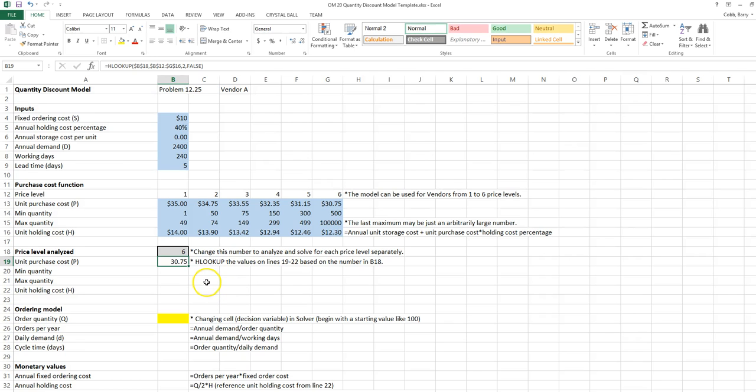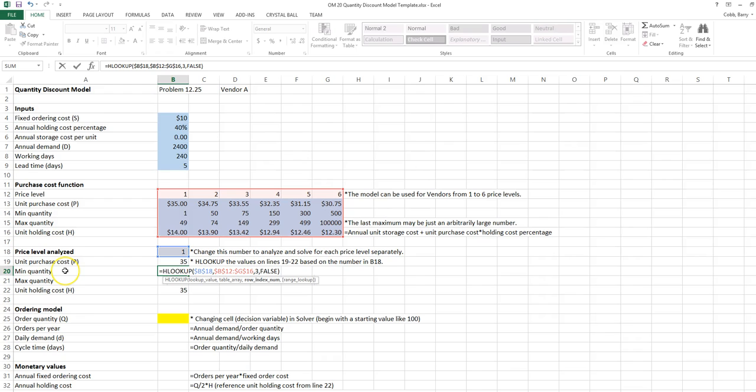For instance, right now I have price level 6, and we can see that the unit purchase cost is $30.75. If we enter a number like 7, we get an error because we don't have 7 price levels, and it can't find 7 in the top row of the table. We want to copy this formula down. Right now we just see the 35 repeated, but that's because we need to correct the row index number in the formula.